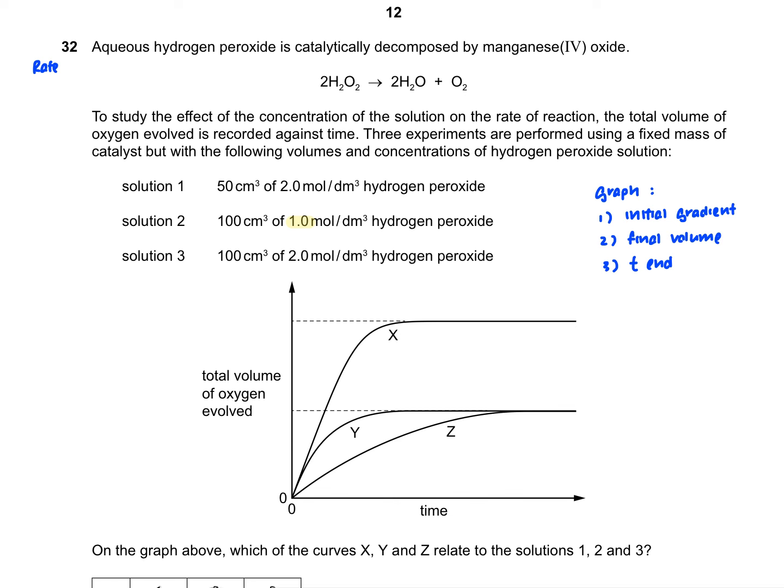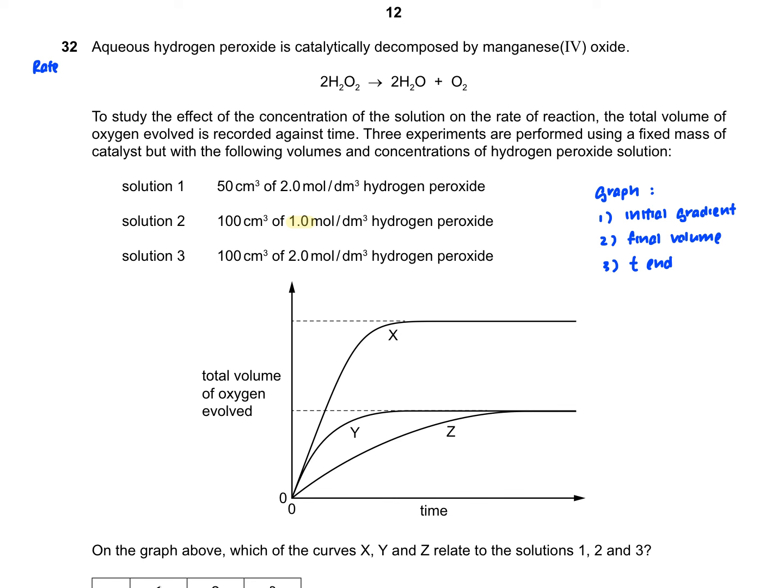Number one, the initial gradient, which will tell us the initial rate of reaction. The final volume, which would tell us the total volume of gas produced, which also tells us the number of moles of your limiting reactant. And lastly, the last one is not as important, but the time at which the reaction is complete.